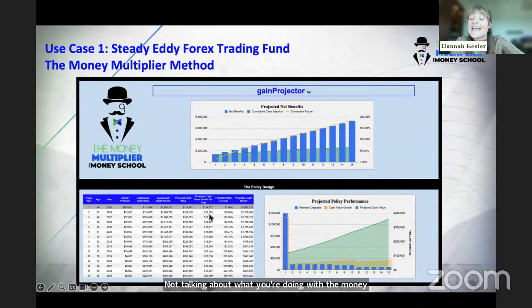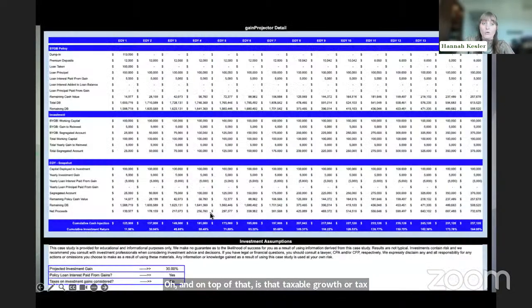Oh, and on top of that, is that taxable growth or tax-free growth? That's tax-free growth. So year two, I put in my $12,000, and I have outstanding my $100,000 of loan principal. That's what I'm going to go put into this investment again. Leftover remaining inside of my policy that I can use for whatever I want after I fund my 100 grand investment is 28,000 and some change.